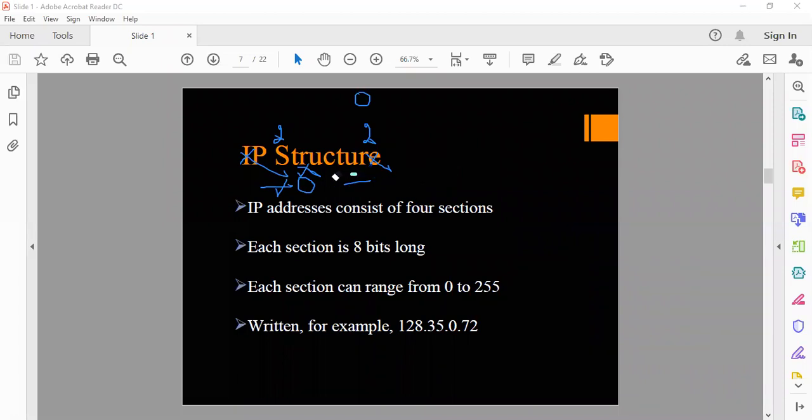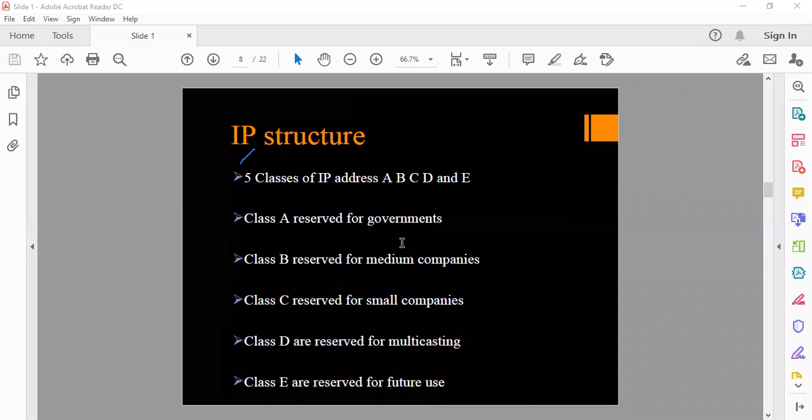Today, inshallah, we will study IP version 4 deeply. This is the IP structure. As I already discussed, we have five classes of IP addressing. These classes are class A, class B, class C, class D, and class E. Class E is reserved for government. In class A, we have a network.